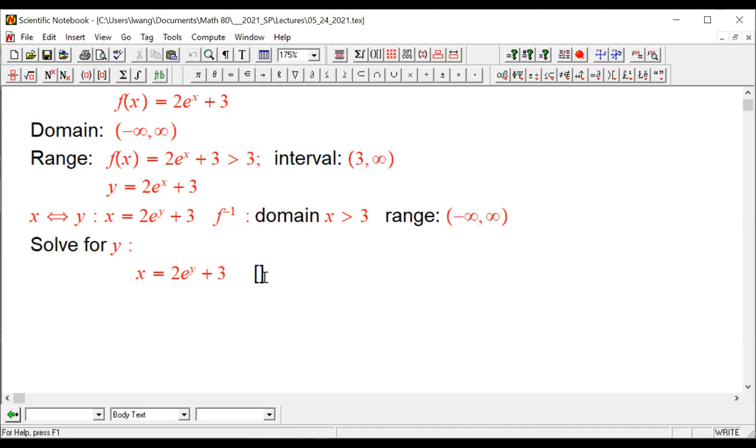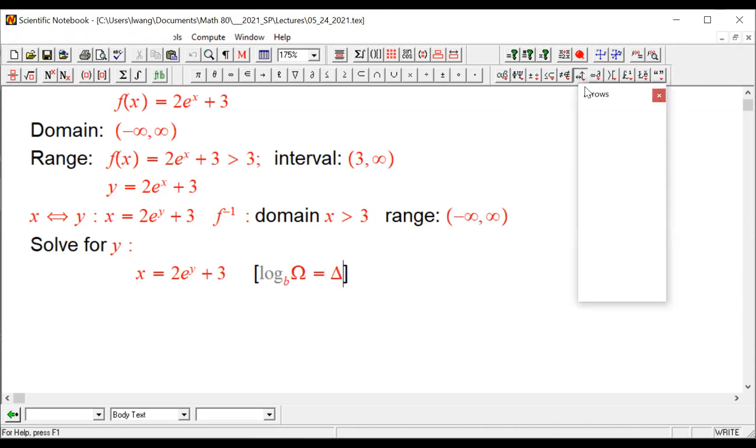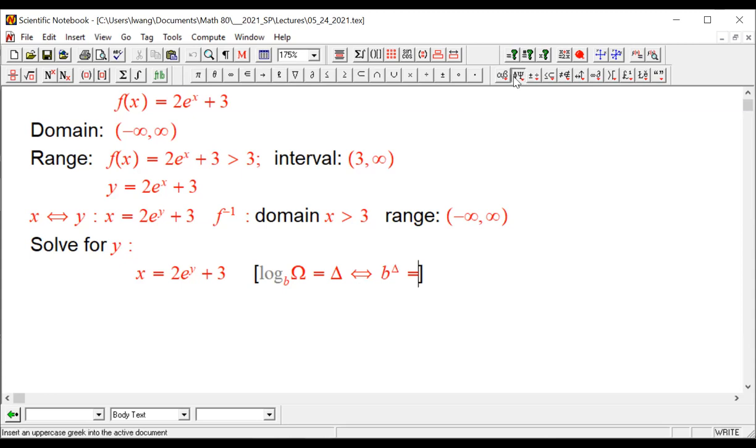Why? Because the definition of logarithm goes like this: log base b of omega is equal to triangle if and only if b raised to the power of triangle is equal to omega. And of course, we must be aware that b must be positive and cannot equal 1. We cannot apply this definition directly because we have an addition.